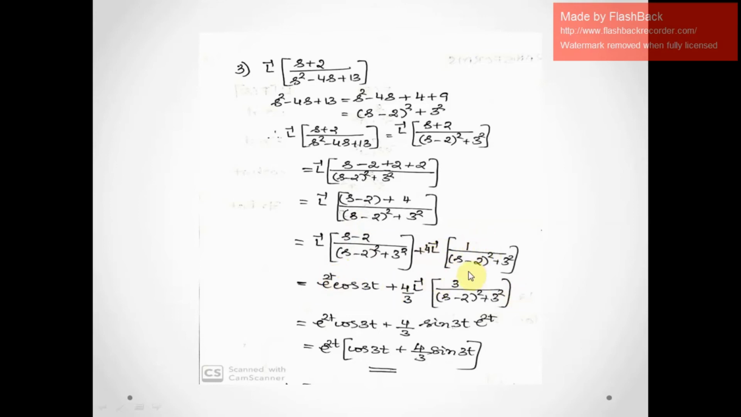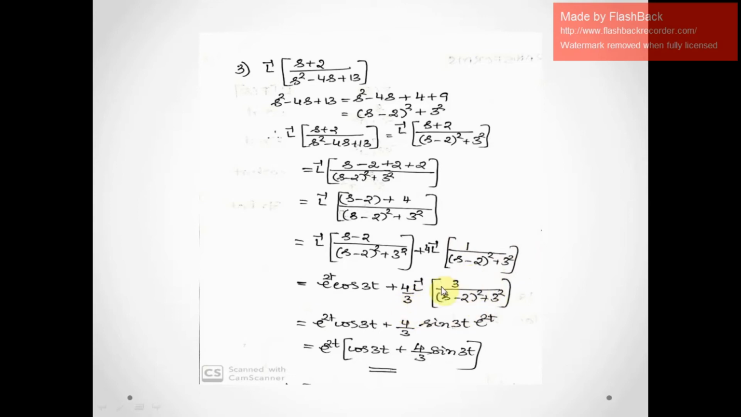Now this is also of the form s square plus a square in the denominator, but there is no s or a in the numerator. Either I should have s by a square plus a square or a by a square plus a square. I cannot add an s here, so we'll convert it into the form a by a square plus a square. a is 3, so I have to put a 3 over here, so multiply and divide by 3.